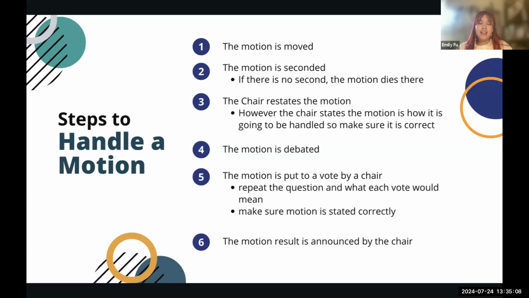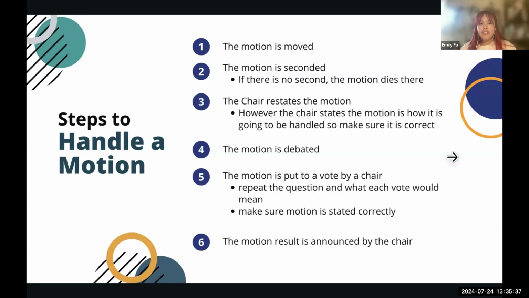So if you're part of the meeting, make sure that the chair restates the motion correctly. For example, if I said I want to approve the $5,000 golf cart, but the chair restates it as they want to approve $4,000 for the golf cart. If nobody catches the chair's mistake, the motion will be $4,000 instead of $5,000. And make sure to correct the chair nicely if they do make a mistake.